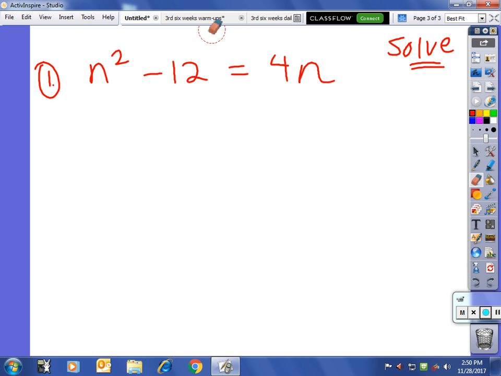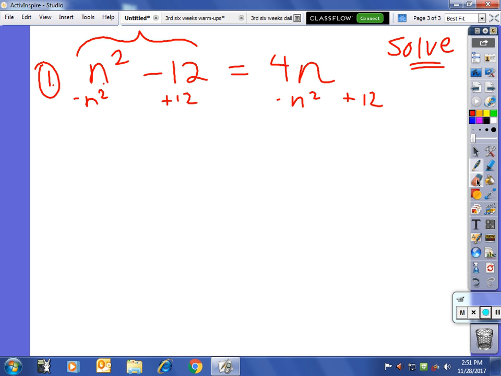Quadratic equations, you want to get everything on one side, and you want the other side to equal 0. So if we look at this problem, all of our terms are not all on one side. We have a 4n over here on the right. You have two choices. You could choose to move both of these guys to the right. To get rid of an n squared, for example, you would subtract n squared. To get rid of a minus 12, you would add 12. So we could do that.